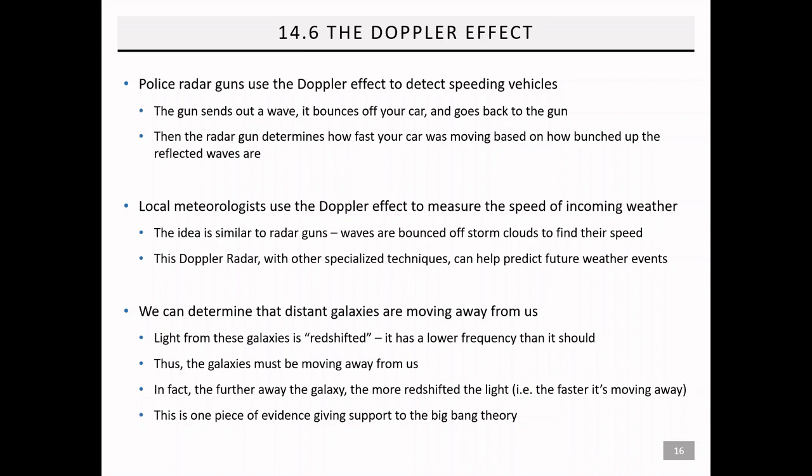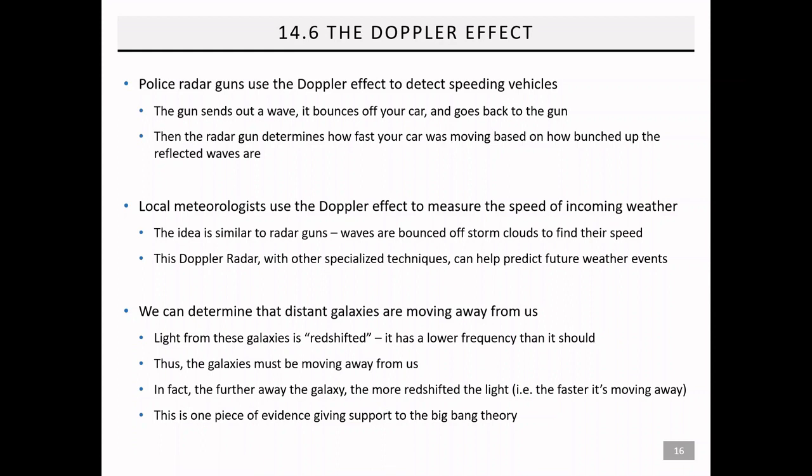And the Doppler effect has a lot of uses in everyday life. Police radar guns use the Doppler effect to determine the speed of vehicles. Basically, the gun sends out a wave. The wave bounces off of your car, and then the frequency of that wave shifts based on how fast your car is going. So when the wave returns to the gun, it can determine your speed based on how bunched up the waves are.